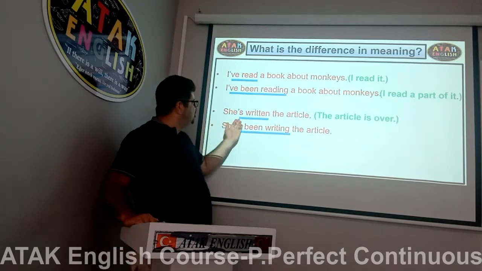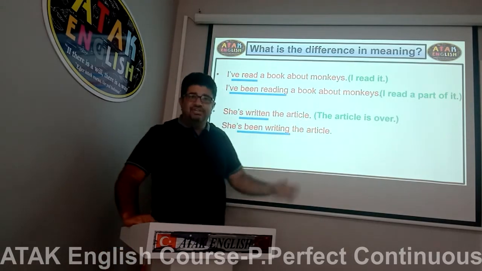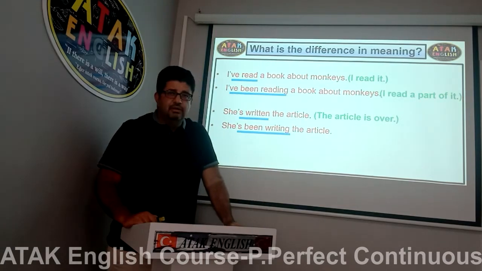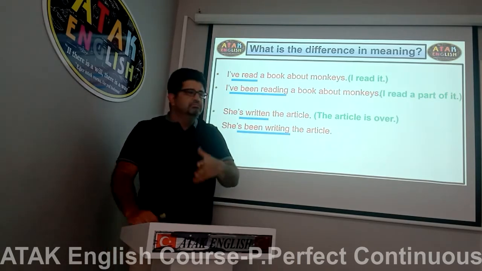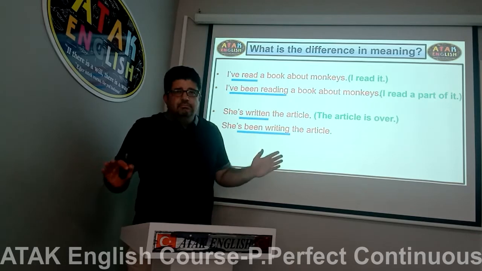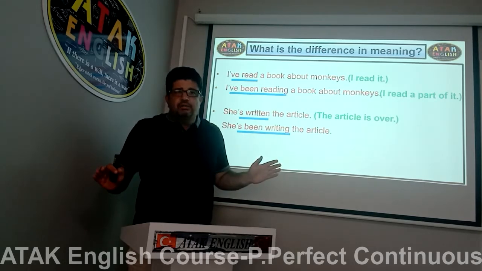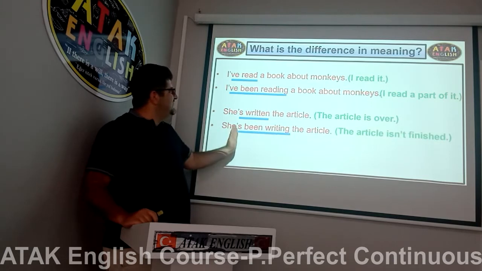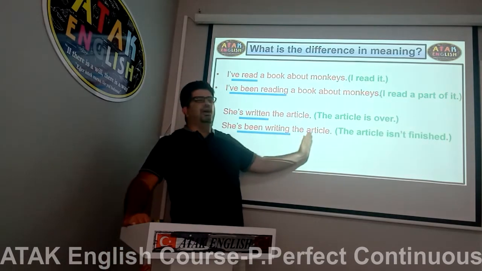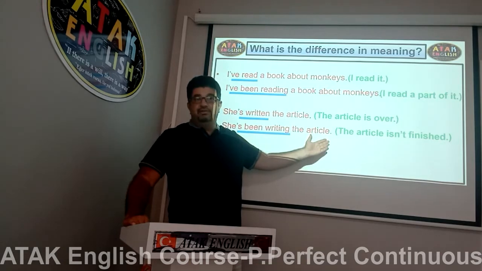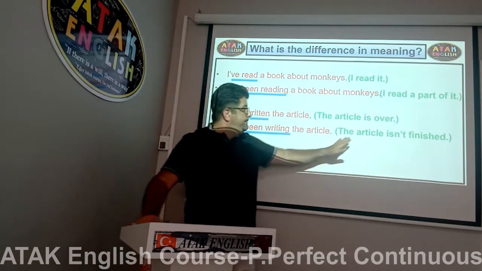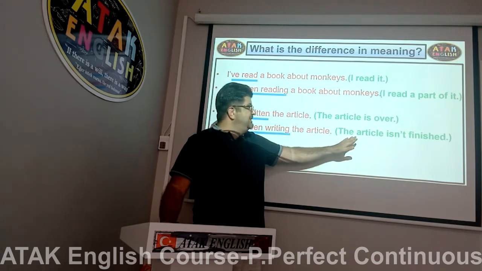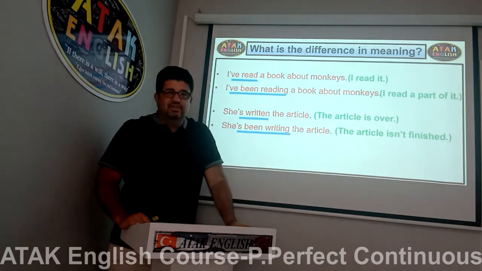The first sentence, she's written the article, the action is over. Writing the article action is over. She wrote the article, covered it up, and it's just ready to be submitted. But what about the second sentence? She has been writing the article. Okay, I understand that for some time, this writing the article action is going on. But in meaning, it means the article isn't finished, isn't over yet.